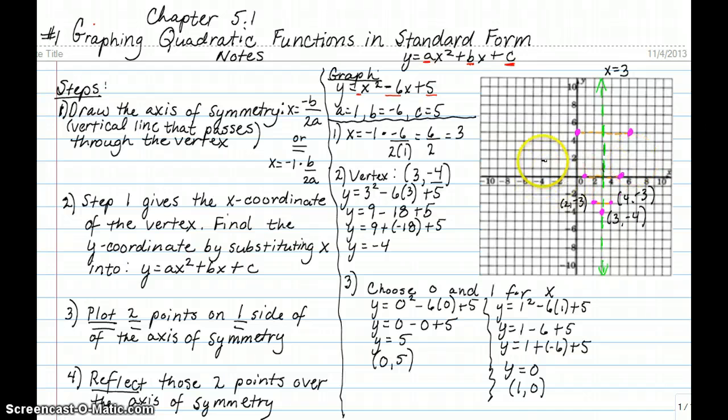And this is (1, 0). And you can see that one right there. And then we reflected it. Now that's (5, 0). Now really we didn't need any more points in this, but we'll go ahead and write them. This was because we have them, (0, 5). And then this one is going to be (6, 5).